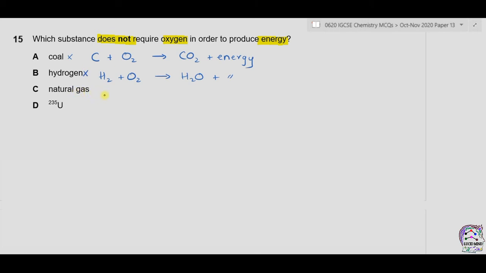C is natural gas, which is CH4, methane. It also requires oxygen to form carbon dioxide and water, along with energy. So C is also incorrect. D is uranium, and uranium can produce nuclear energy without the need of oxygen, as this involves only the disintegration of the nucleus. So the answer is D.